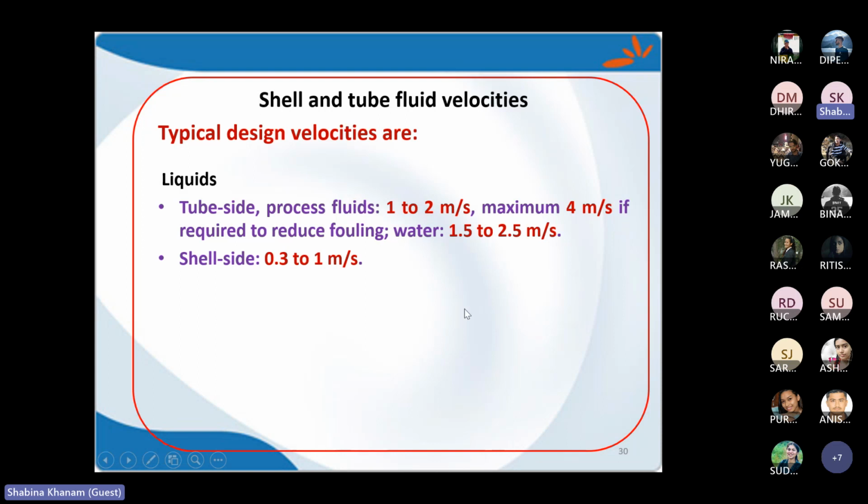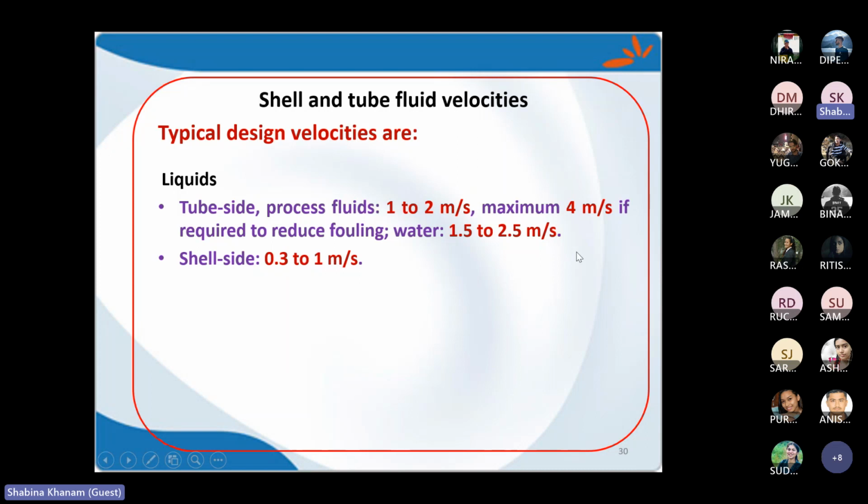So if you are dealing with a very high fouling tendency fluid, you can move up to 4 meter per second. The reason could be usually water has more fouling tendency in comparison to process fluid. Therefore, here slightly more velocity we consider. So tube velocity is 1 to 2 meter per second in case of fluid other than water. In case of water, it is 1.5 to 2.5 meter per second.